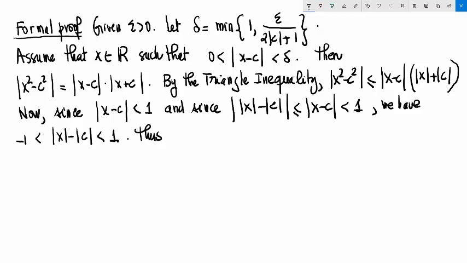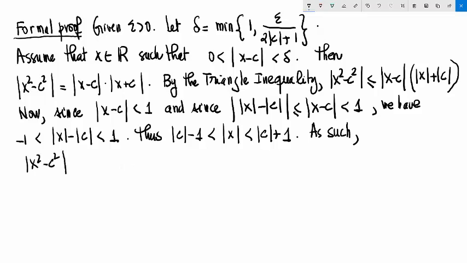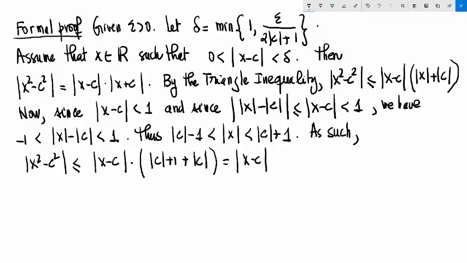Thus, adding up the absolute value of c gives, we then get that the distance between x squared and c squared is less or equal to this product, and the absolute value of x is less than absolute value of c plus 1 plus absolute value of c, which is the absolute value of x minus c times 1 plus 2 times the absolute value of c.